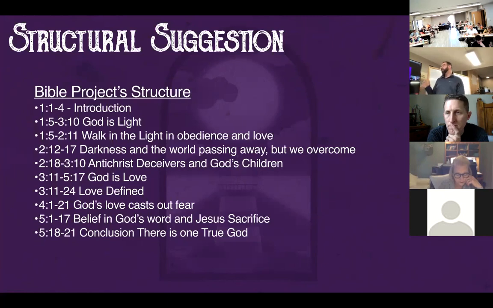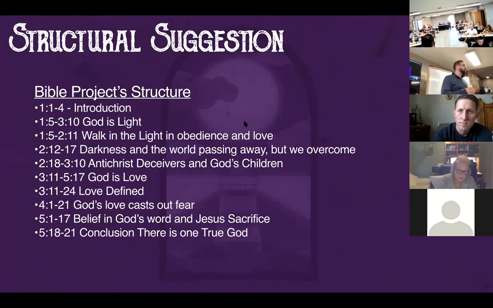So that's 3:11 through 5:17, basically almost the end of the book. They break that into three sections, where chapter 3, verse 11 through verse 24 is love defined. So what is this thing called love? Chapter 4, verse 1 through 21 is God's love casts out fear. Chapter 5, 1 through 17 is belief in God's word and Jesus' sacrifice. He kind of put that one in there. And then there's a conclusion at the end, chapter 5 verses 18 through 21. So we can mark those on our text for at least a good reference point, a good suggestion on how to break this thing down.